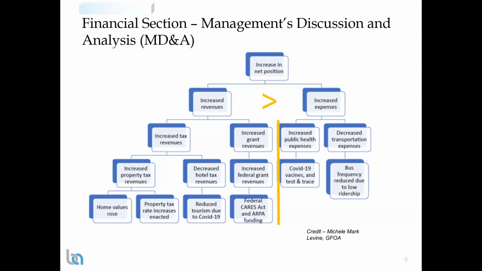You want to break that down into looking at your revenues and also looking at your expenses. Within revenues, you have tax revenues, you have grant revenues, you have contributions. So you can analyze what happened to those separately. And then after that, come up with the why for each.